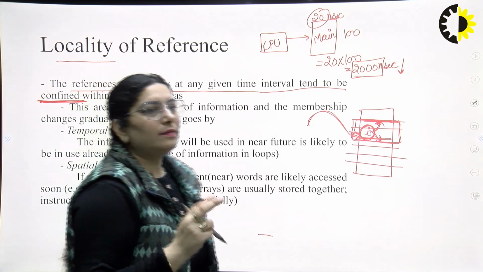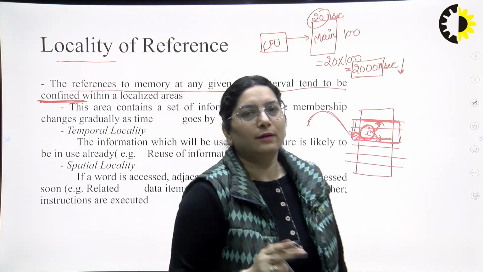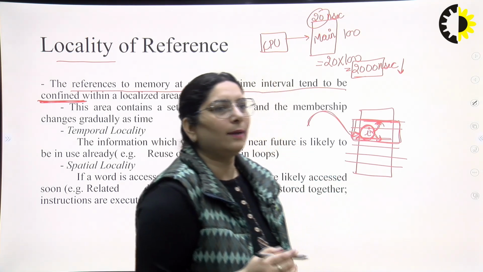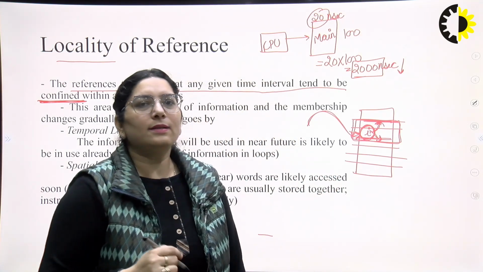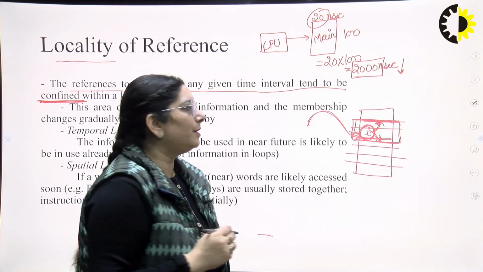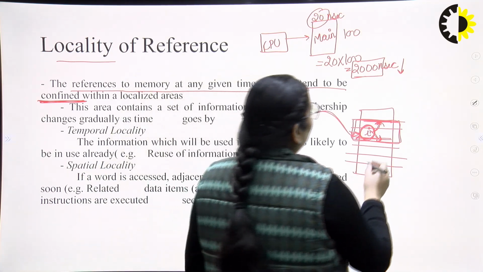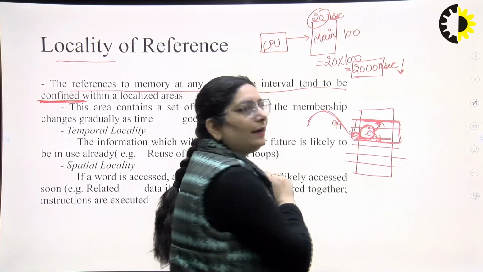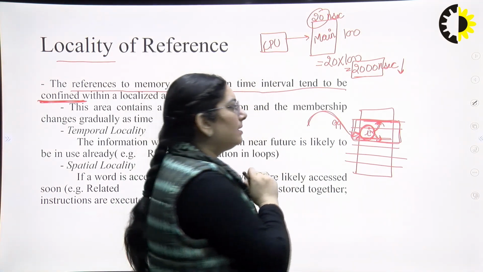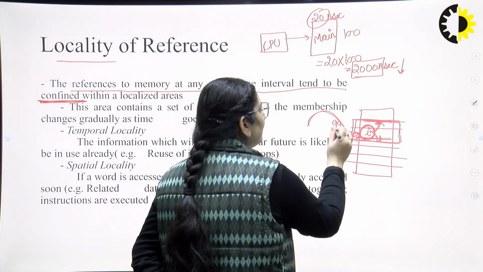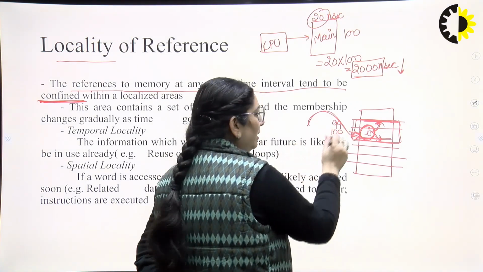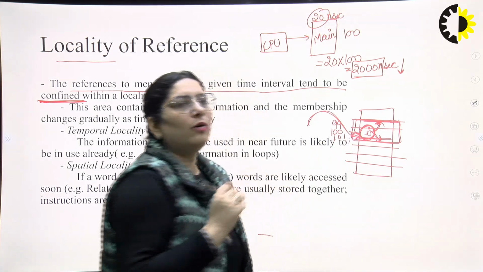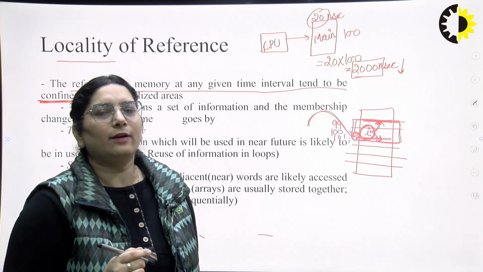Now, on the basis of time and space, we define this locality in two ways. First is the temporal locality and the other is the spatial locality. Let's discuss the spatial locality first. For example, if the CPU accessed the data at location number 99, there is a high probability that it will access the data at location 100 next, 101 next, and so on till this block continues. This is called spatial locality of reference.